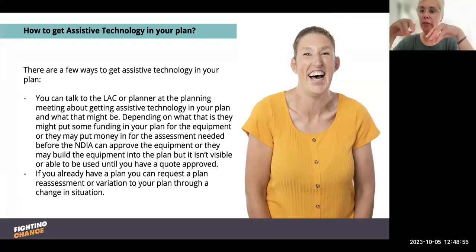The NDIA will vary the plan by adding the funding for the assistive technology, but they're not going to change anything else in the plan. So if you want other things in the plan changed, you need to specify that, and that needs to then be reviewed. Otherwise, it won't be touched. You'll get a new plan with new plan dates, and the funding will be replenished, but it won't be changed.